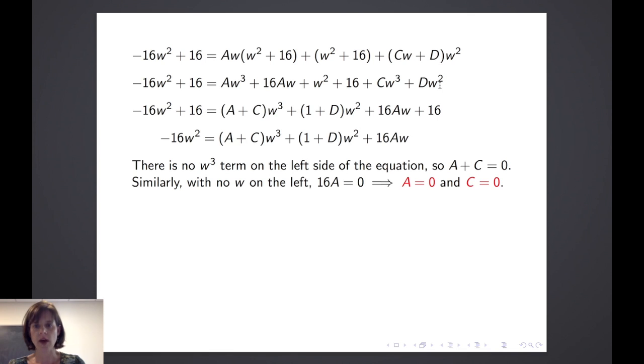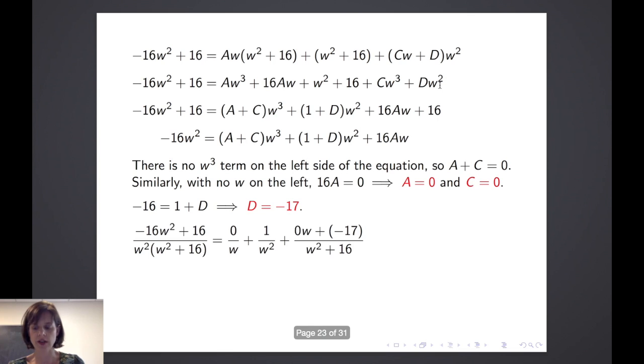And in the same way, I do not have a linear term on the left side of the equation, so 16AW must also equal 0, which forces A to be 0, and since A plus C must equal 0, C must also be 0. So the only term I have yet to determine is D, and I know that negative 16 equals 1 plus D, so that D must be negative 17. So now I have the 4 constants I need for the partial fraction decomposition.